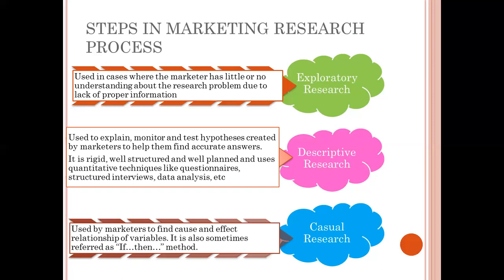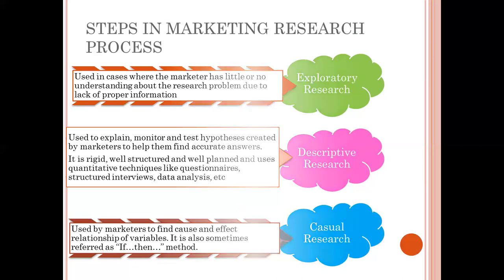The last research design is causal research. It is used by marketers to find cause and effect relationships of variables, and is sometimes referred to as the if-then method. Causal researchers use field and laboratory experimentation techniques to achieve their goals. This research is used by marketers mainly to test predicted hypotheses. Here are cases where causal research can be used: What will happen to the sale of my product if I change the packaging? What will happen to the sale of my product if I change the design? And what will happen to the sale of my product if I change the advertising? These are some cases where causal research can be used.